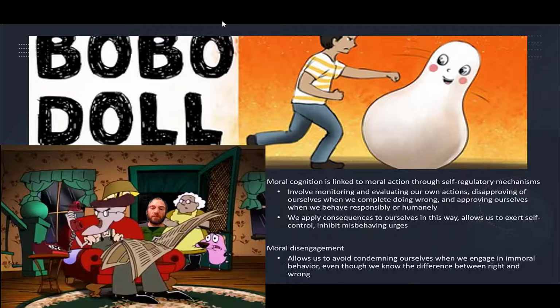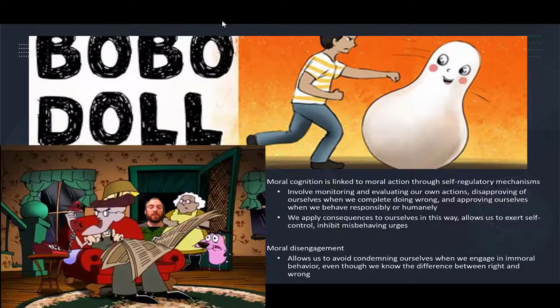And through this monitoring process, we're able to probabilistically increase the likelihood of moral behaviors and decrease the likelihood of immoral behaviors. And when we violate our moral standards, we can apply consequences to ourselves, and thus over time teach ourselves to inhibit these antisocial behavioral urges. But also an individual is able to disengage morally. So this ability to disengage morally.